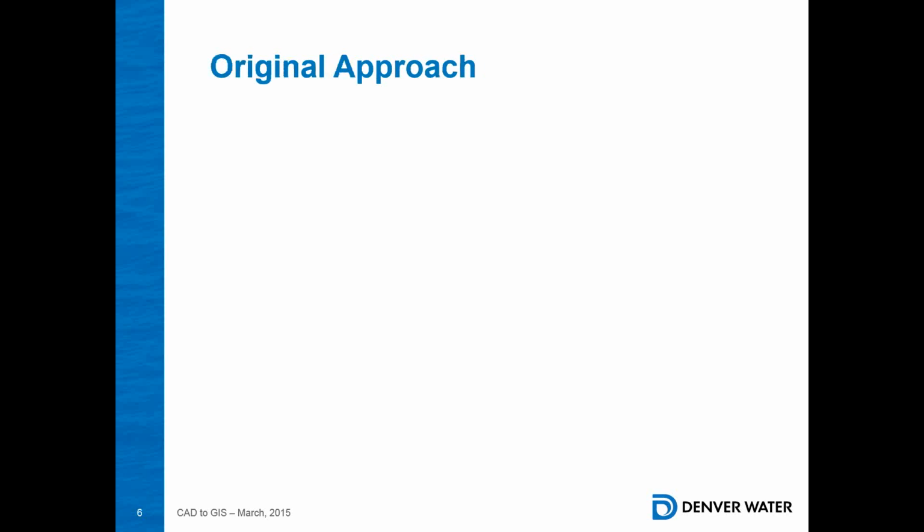All right, so our original approach. Now, this was before I started at Denver Water, so this is all me gathering information along the way. We had GPS collection of our mains within the city limits only. We do water outside of Denver city limits, so we had all of our mains rectified in our GIS system. I don't want to say perfectly, but it's GIS.